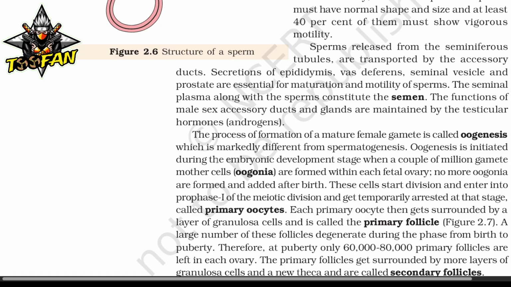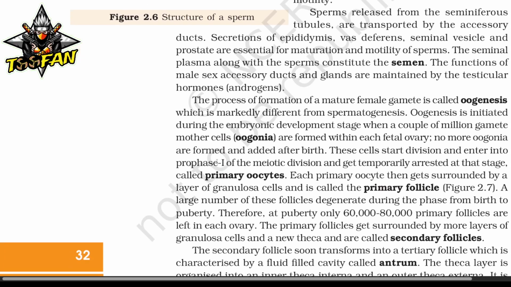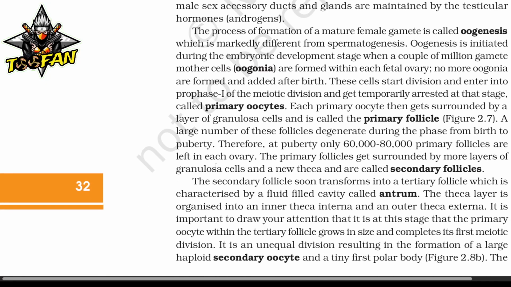Arrested cells are called primary oocytes. Each primary oocyte then gets surrounded by a layer of granulosa cells and is called the primary follicle. A large number of these follicles degenerate during the phase from birth to puberty. Therefore, at puberty, only 60,000 to 80,000 primary follicles are left in each ovary, and the primary follicles get surrounded by more layers of granulosa cells and a new theca and are called secondary follicles.